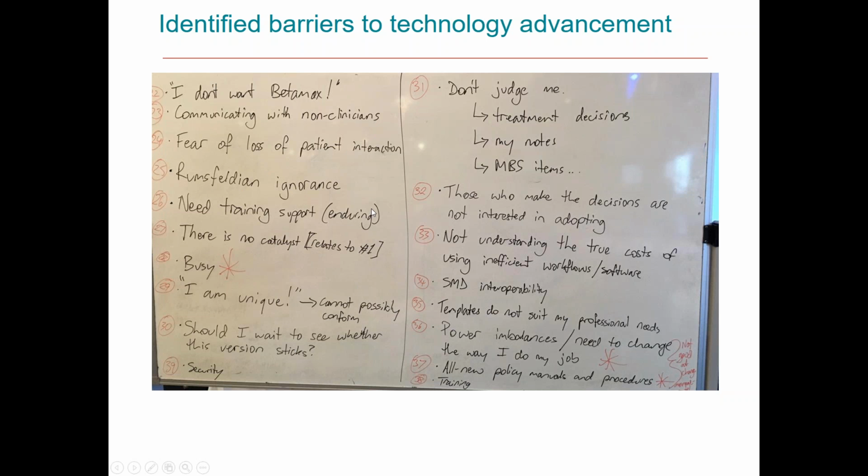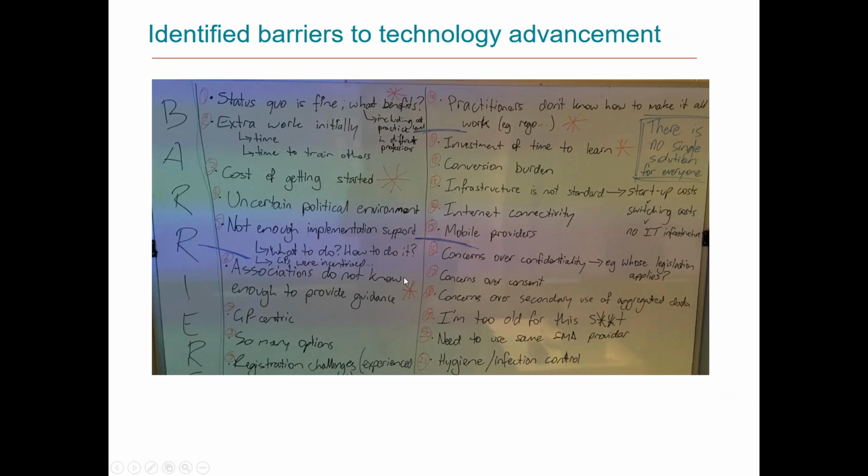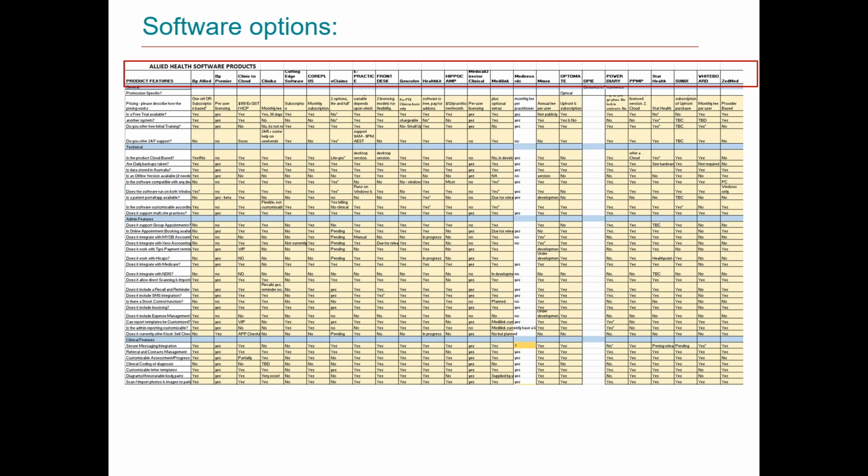We brainstormed, what are your barriers? It was really good learning, and we took a lot away from that. Importantly, we took away the learning that the very first barrier is software. So you need software. We've created a list.